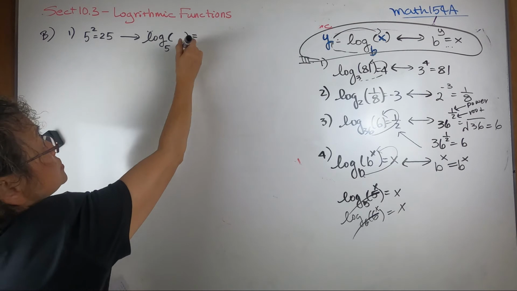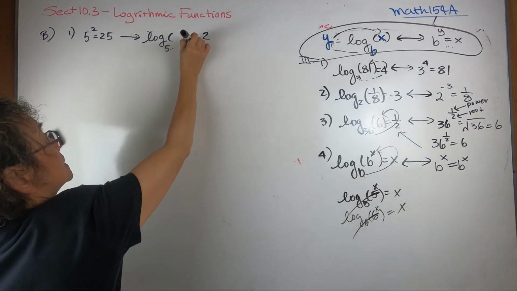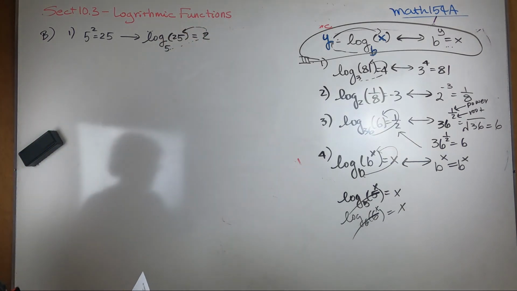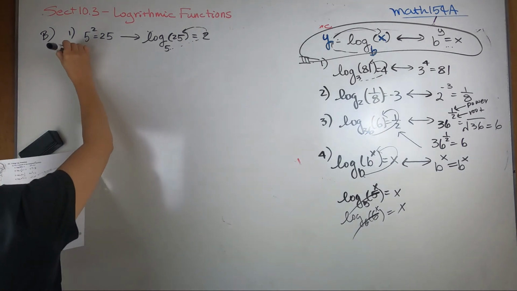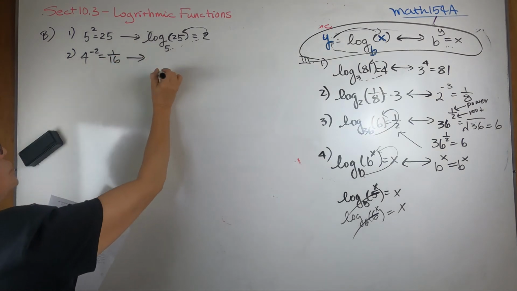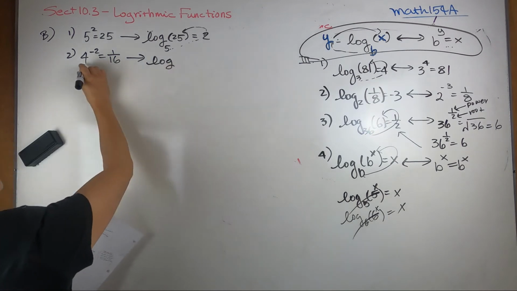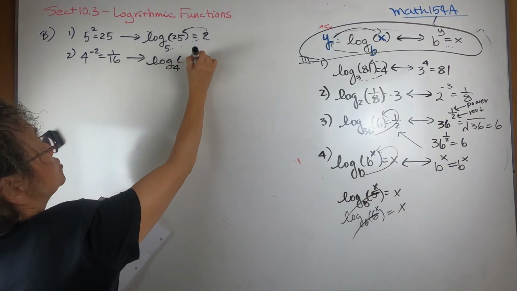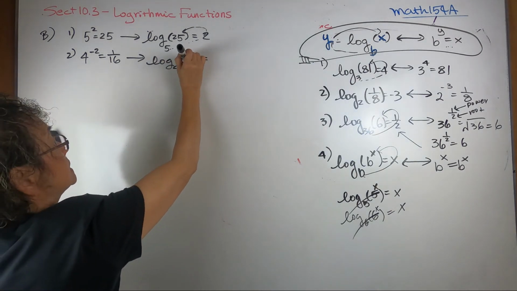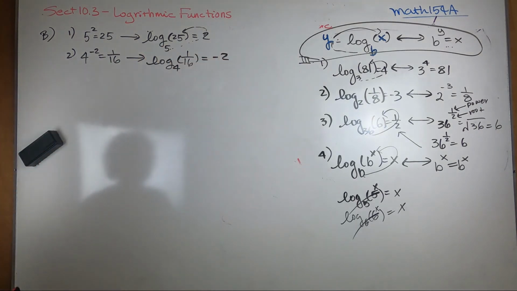We say log actually is exponent, right? So you do 5 to the second power equals 25. That's how you write it. Okay? So if you do 4 to the negative 2 equals 16, how do you write it? You write a log base, what is it? 4, which is inside, which is outside? The value is inside. The exponent is the log.